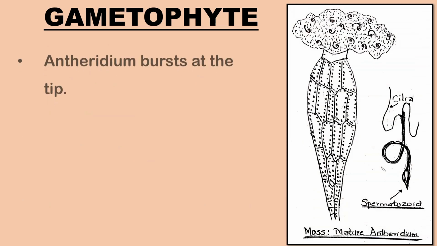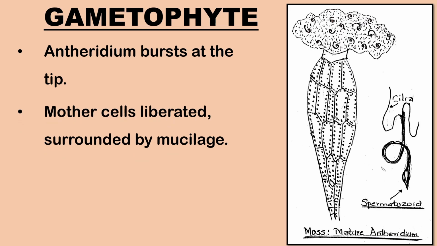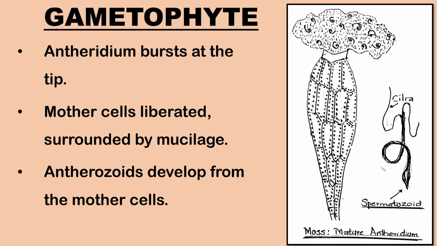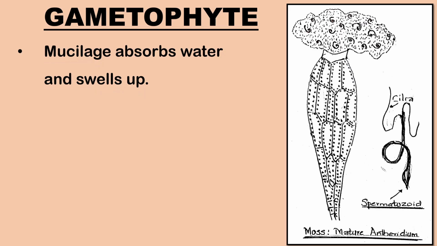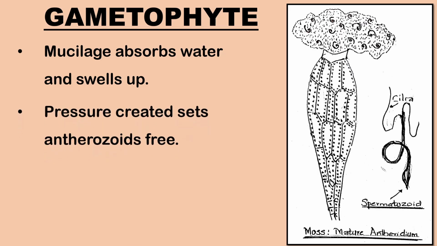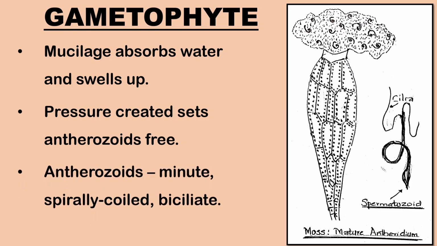When the antheridium bursts at the tip, the mother cells are liberated and are surrounded by a mass of mucilage. Anthrozoids develop from the mother cells. In the presence of moisture, the mucilage absorbs water and swells up. A pressure is created and the anthrozoids are set free. These anthrozoids are minute, spirally coiled, biciliate structures which start swimming in water.